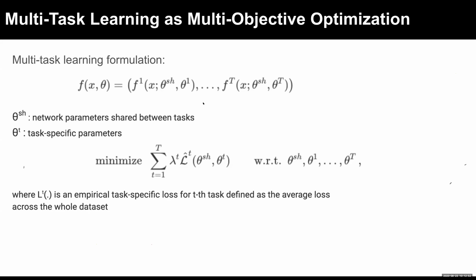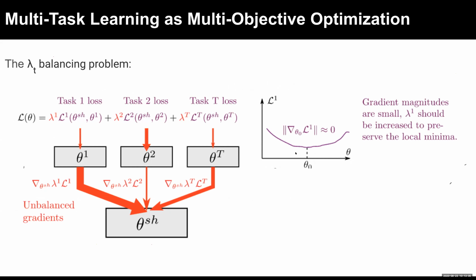So here, the question then becomes, how do we decide what the lambda t should be? Because if you give more weight to one task, then you might overshadow the other task and so on. So the problem this paper formulates is the lambda t balancing problem. So the intuition, again, let's look at the figure on the left. We have the loss. The task 1 loss is weighted by lambda 1, task 2 loss is weighted by lambda 2, and so on.